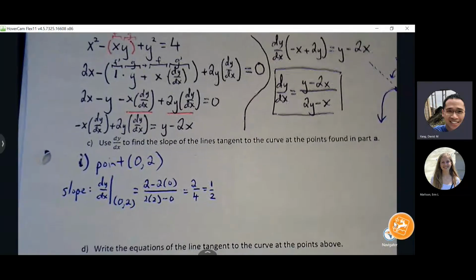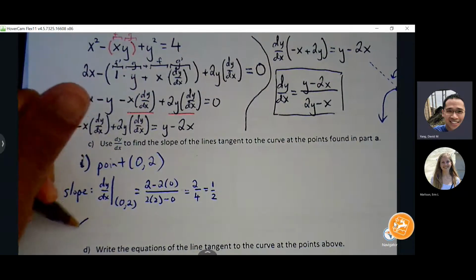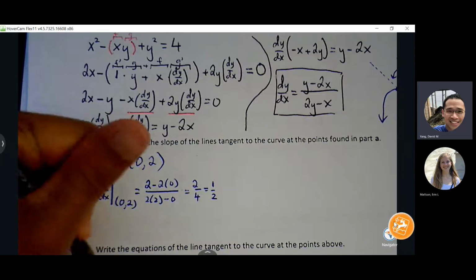So once I have my ordered pair and I have my slope, I'm ready for my point slope form, which is really part D. I'm just going to go ahead and finish it off right there.